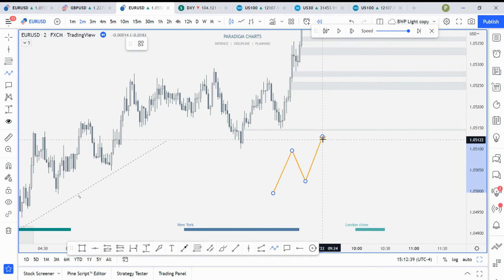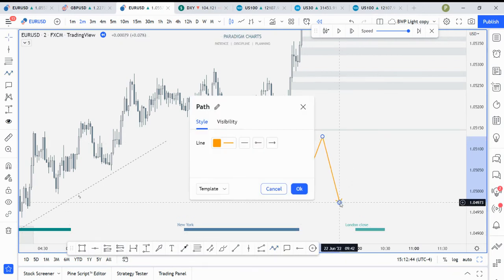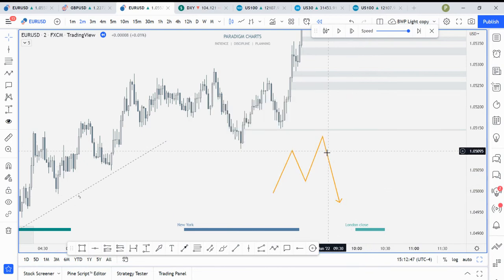Okay, it has to be an aggressive move to the downside that leaves behind a fair value gap. Okay, so if it leaves a fair value gap behind and the displacement is energetic and it takes liquidity before it breaks structure to the downside, the first or the series of up close candles you have here before that move to the downside is the order block. Okay, that's the order block.